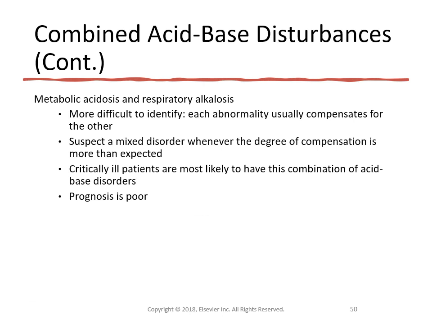Metabolic acidosis and respiratory alkalosis are more difficult to identify. Each abnormality usually compensates for the other. Suspect a mixed disorder whenever the degree of compensation is more than expected. Critically ill patients are more likely to have this combination of acid-base disorders, and prognosis is poor.